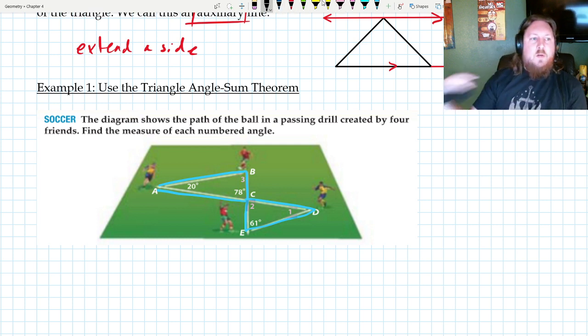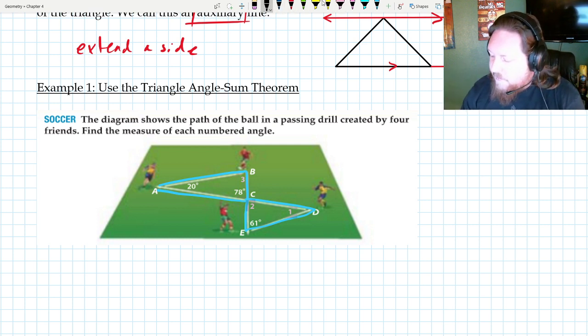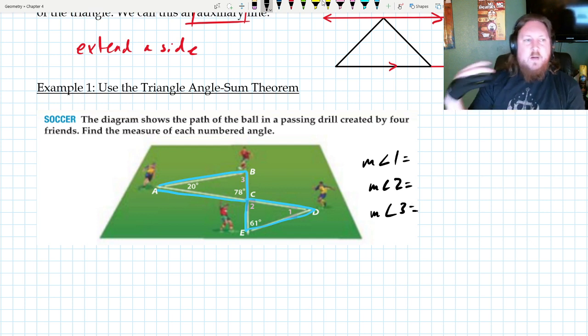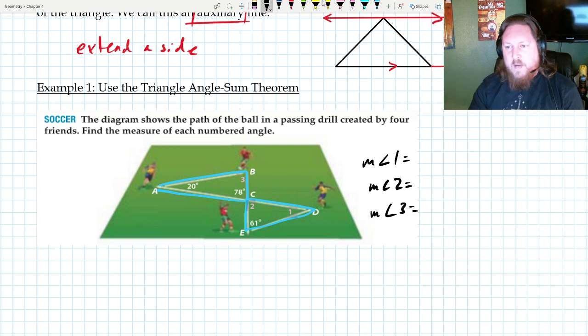One thing I like to do when I start off one of these problems is to write: tell me what angle 1 is, tell me what angle 2 is, and tell me what angle 3 is. That's what the question wants. So after I do all my calculations, I already have a place ready to go for all my answers. It's nice and neat up on the top of the section. Now I just need to show my work.